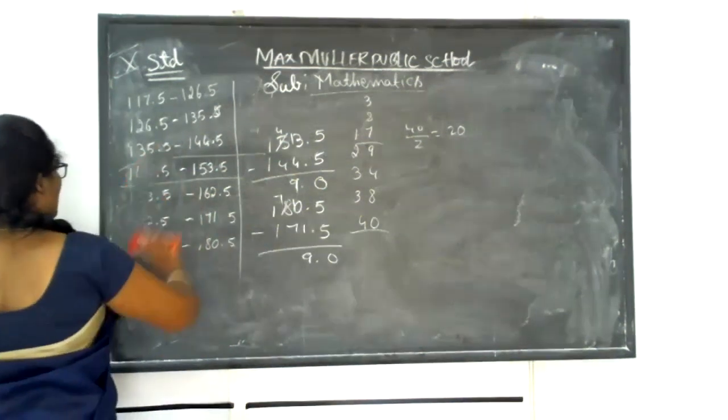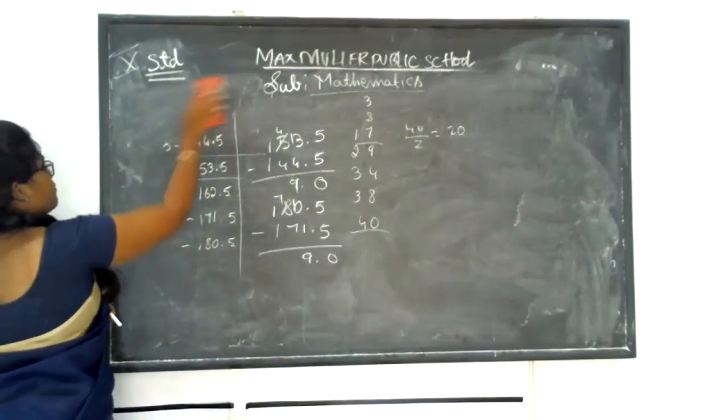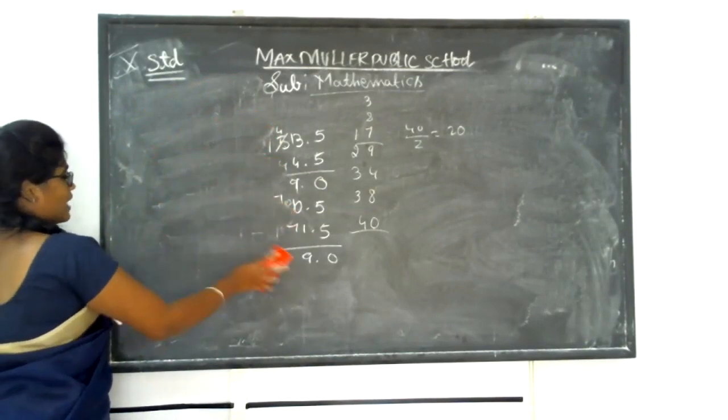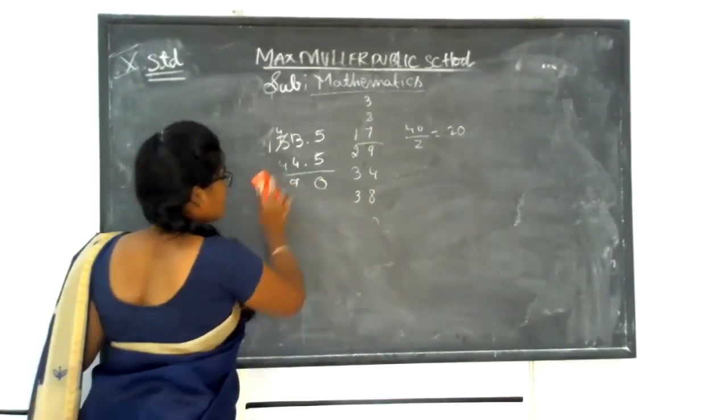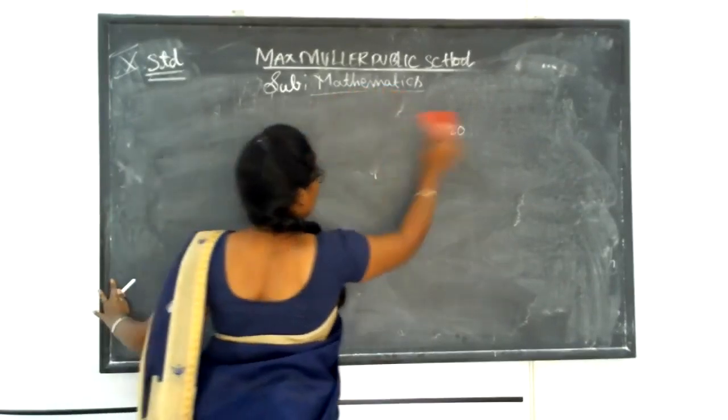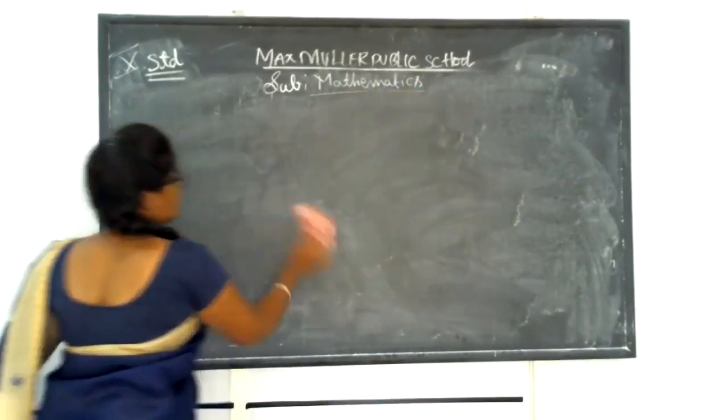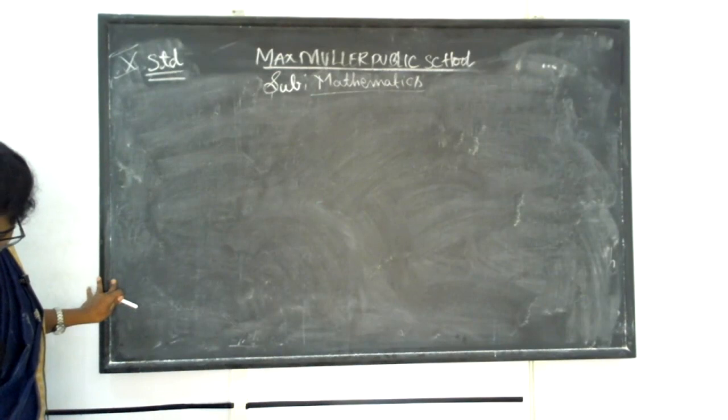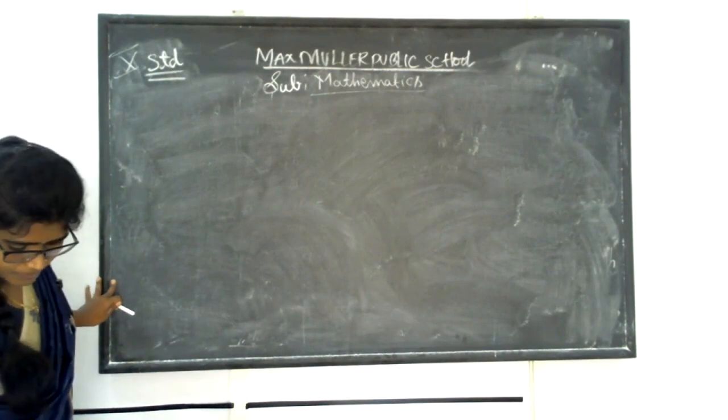Next, we'll go to the graph, that is ogive. I'm always telling you, ogive graph will be given for 3 marks or 4 marks. It is a very important graph. That sum we are going to do now. It is very important, children. They'll give it to you for 4 marks.